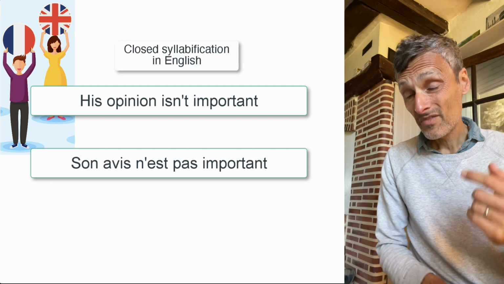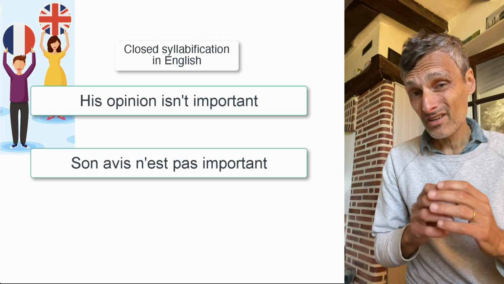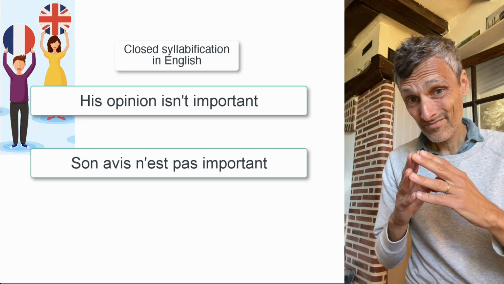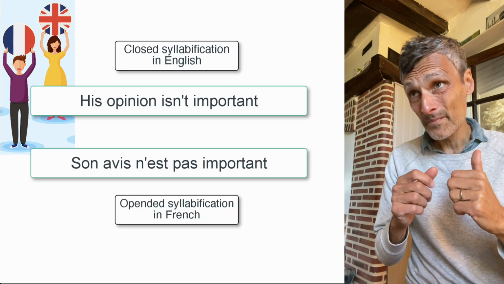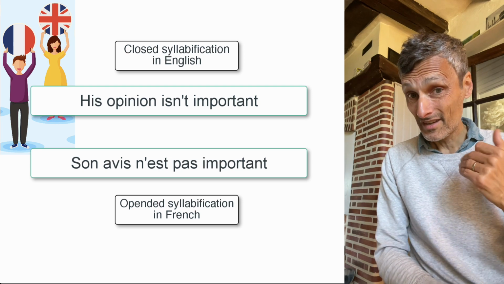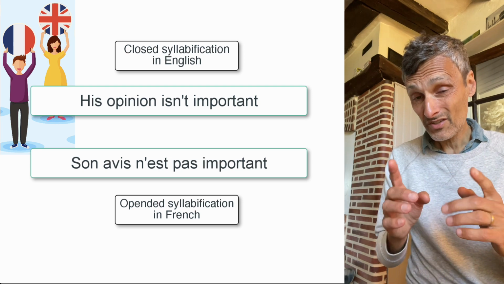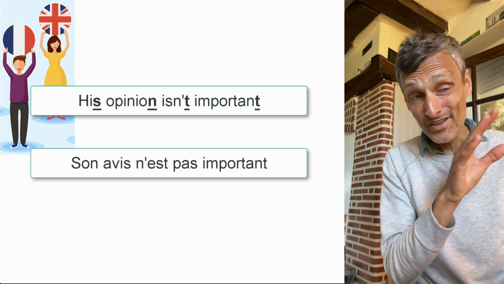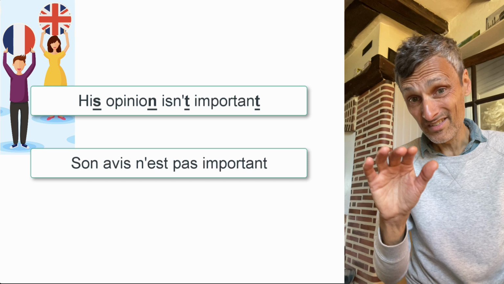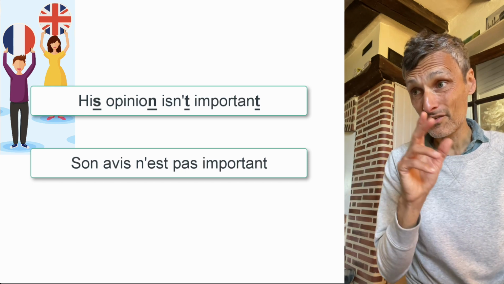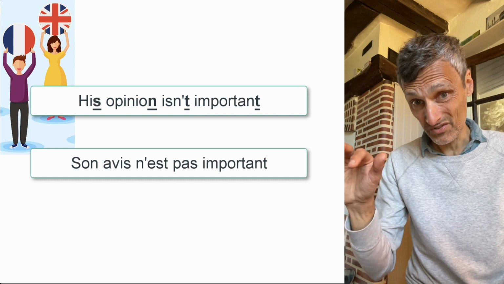English has, I would say, a closed syllabation, but French has an open syllabation. What does it mean? It means that in English, most of the time, syllables end with a consonant. His opinion isn't important.